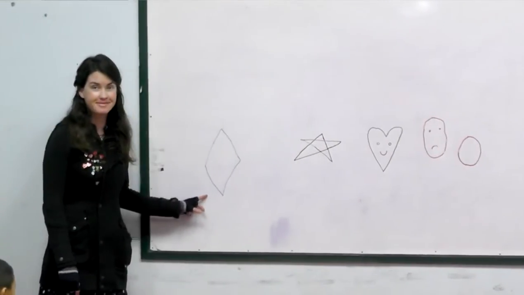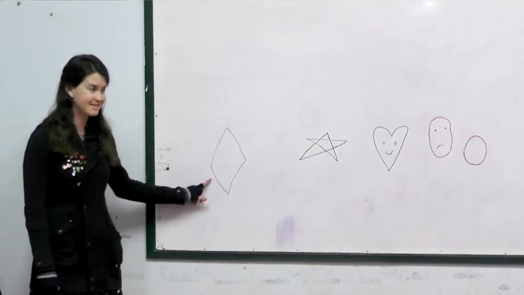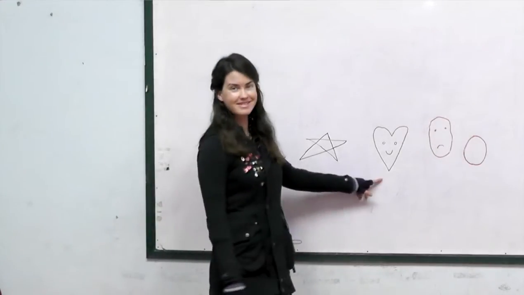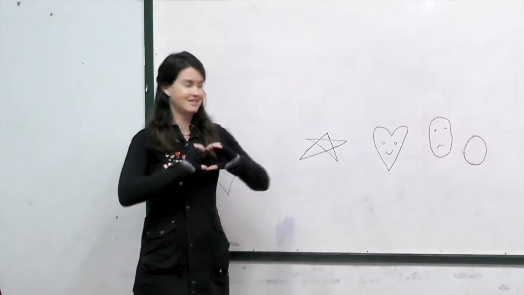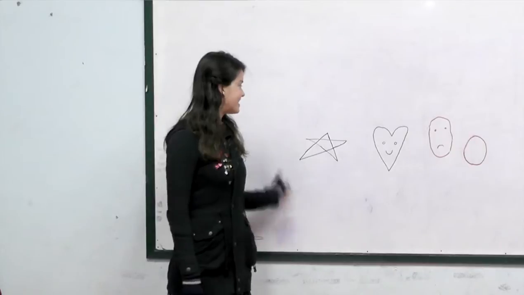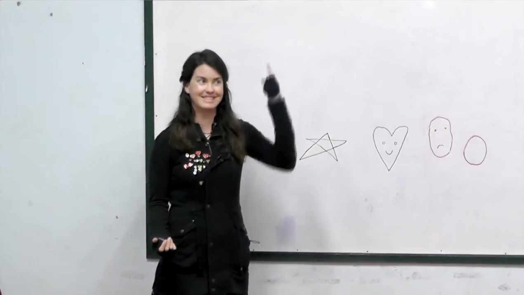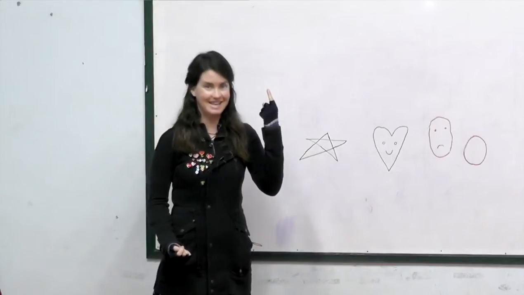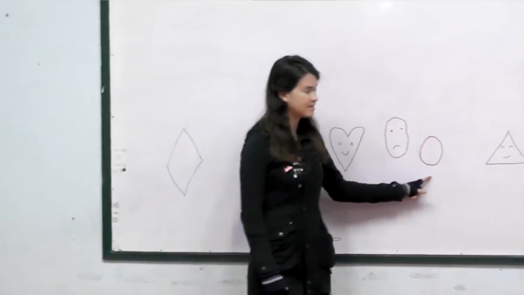What's this shape? Diamond. What's this shape? Heart. What's this shape? Star. Where do we see stars? In the sky. During the day? No. At nighttime. Good thinking, friends.